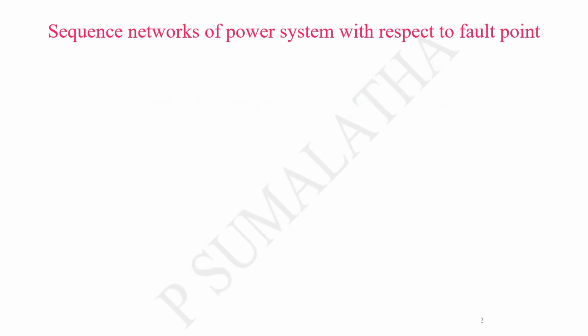Now what will be the sequence network representation if the fault occurs at any part of the power system other than the synchronous generator terminals? Will there be any change in the sequence network, or do we have to follow the same network? We have a little bit of changes in the circuit.